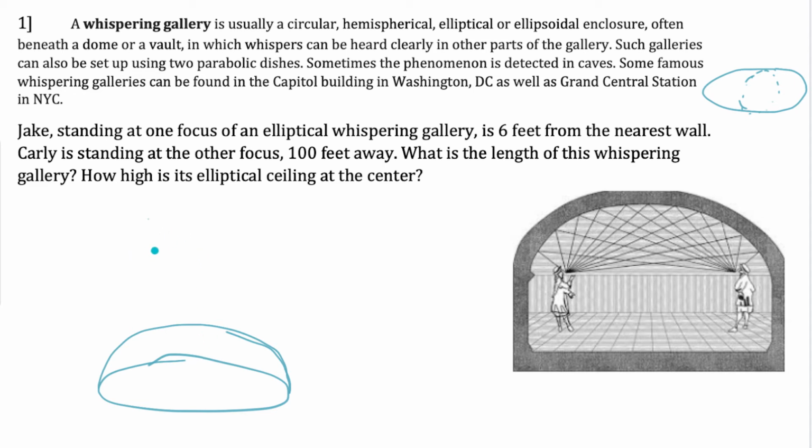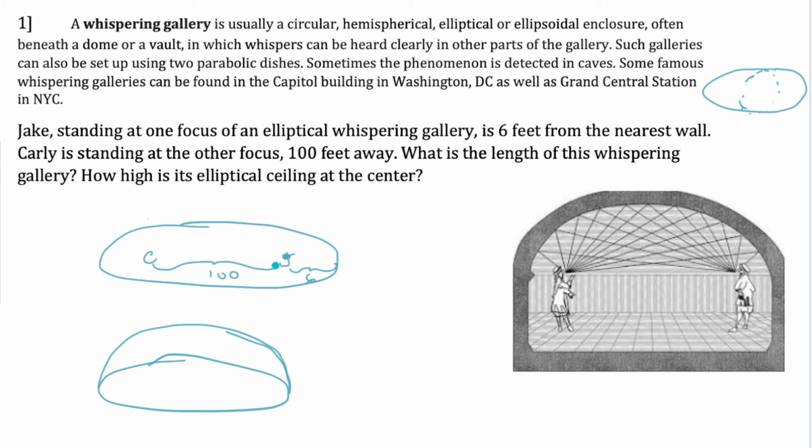All right, so if we draw our ellipse, and Jake is standing 6 feet from the nearest wall, we'll call this focus Jake, and he's 6 feet from the wall. And then we have Carly, who's standing at the other focus, and she's 100 feet away from Jake. So the question is, what's the length of the whispering gallery? The first question, the length.